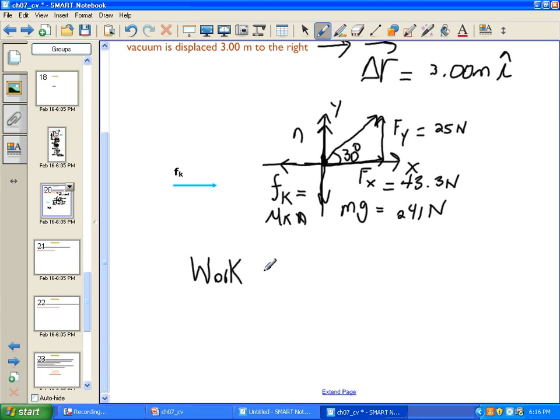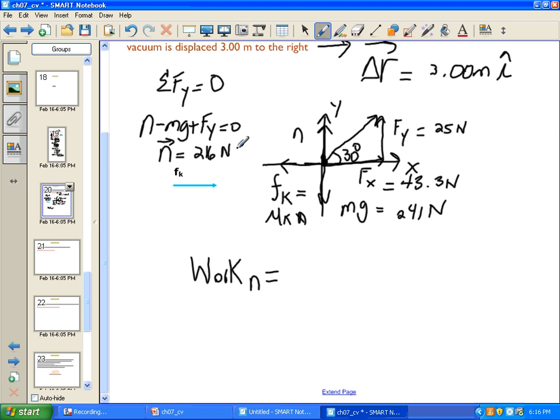Let's start with the work done by the normal force. Okay, so what is the normal force? Well, we know that there is no displacement or acceleration along the y direction. So n minus mg plus F sub y equals 0. And when we solve for n and we plug in all the numbers, we find that n is equal to 216 newtons. And if we write this as a vector, it's in the positive j hat direction.